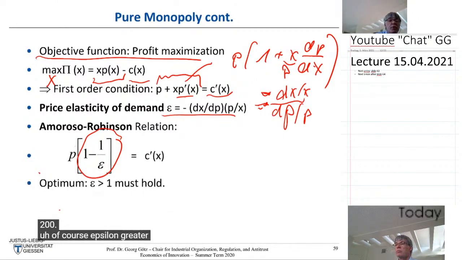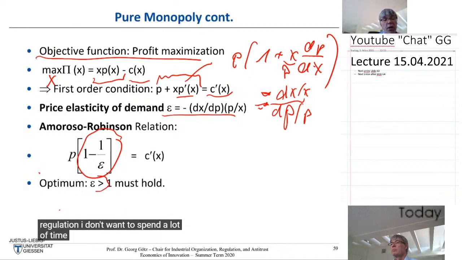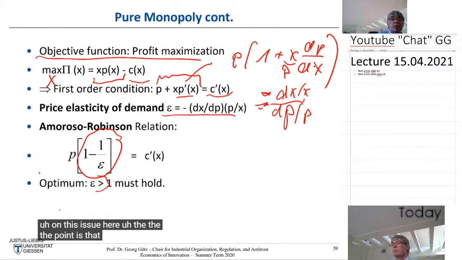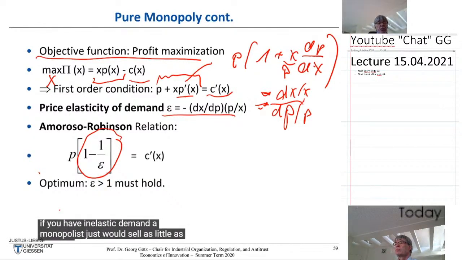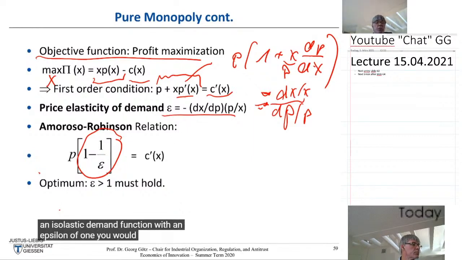Of course, epsilon greater than 1 must hold, otherwise you run into trouble because you would get negative prices. Of course, that doesn't make sense. I discussed that a lot in economics of regulation. I don't want to spend a lot of time on this issue here. The point is that in this case, if you have inelastic demand, monopolists just would sell as little as possible at an extremely high price. Max might discuss that with you: if you have, for instance, an isoelastic demand function with an epsilon of 1, you would see that the monopolist would just sell 1 unit at the total revenue of the market, which is always constant.